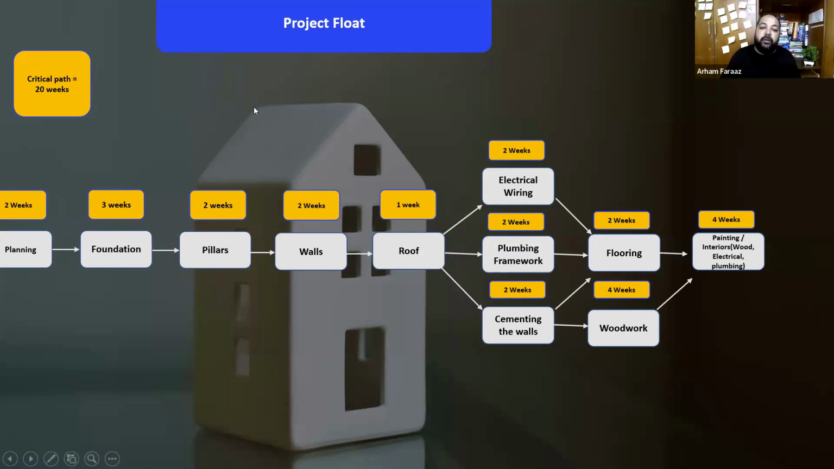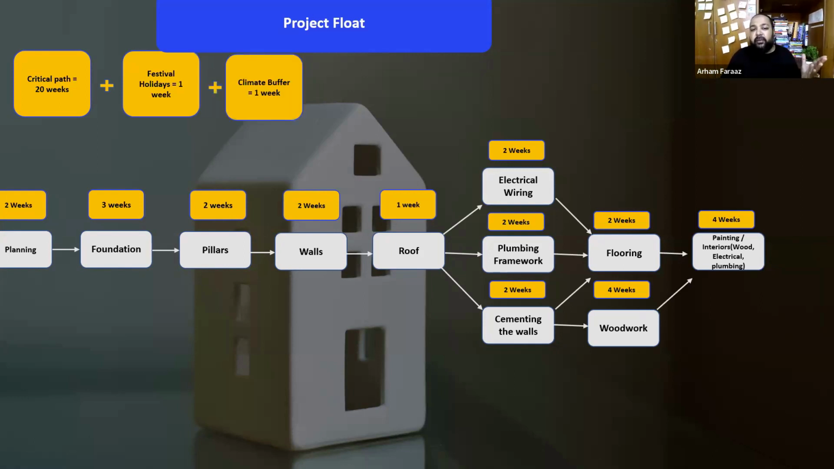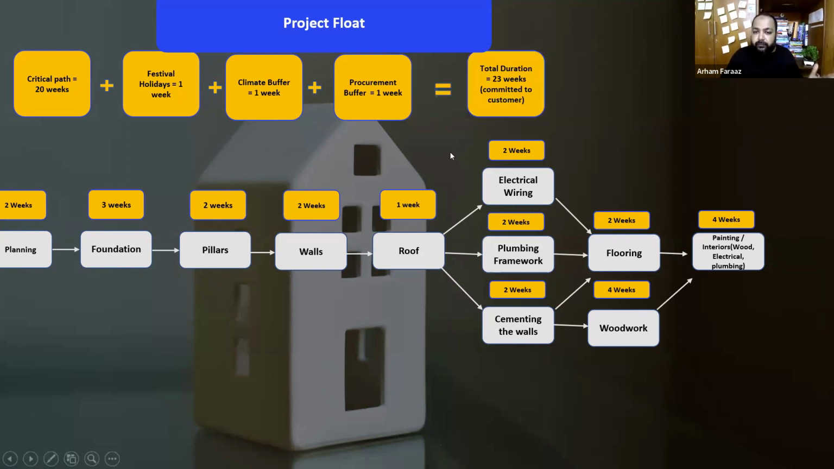In the example of the dream house project, we are expecting some risk of 1 week during the holiday period around Diwali. Then probably you're expecting some rains, so we're putting 1 week buffer for the climate. Then there's one more week of overall project buffer for the procurement of items, as something could get delayed. Keeping all of this in mind, we give the final date, that's 23 weeks. So your project float will be 23 weeks minus the actual time taken for the critical path, 20, which is equal to 3 weeks. So you've got 3 weeks of extra buffer with you. 23 weeks is what you commit to the customer.